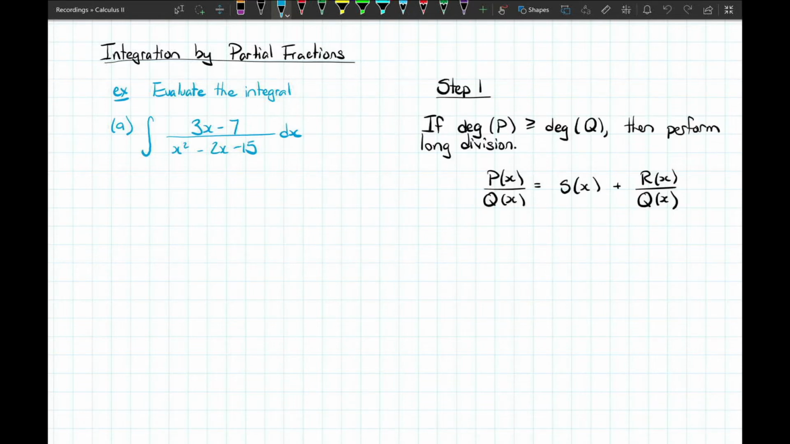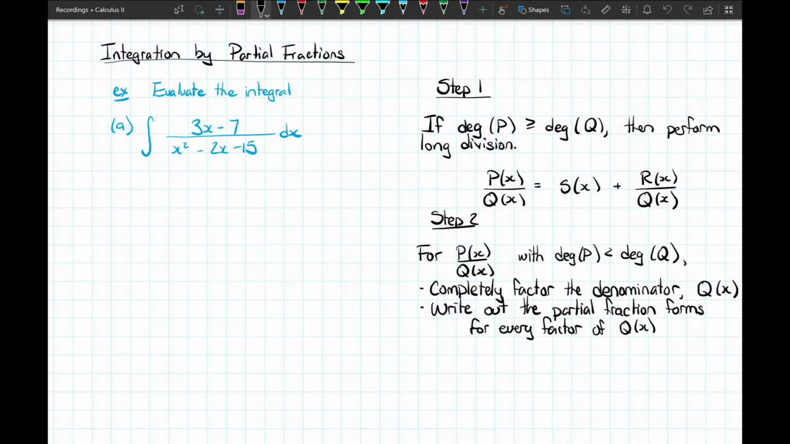Now let's just review what steps we have to do with partial fractions. Remember that step 1 of decomposition into partial fractions is long division, and we only do that if the degree of the numerator is greater than or equal to the degree of the denominator. In this case, we don't have to do that since we have a linear numerator and a quadratic denominator. While skipping step 1, we're on to step 2 now, which is completely factoring the denominator and writing out partial fraction forms for every one of those linear or quadratic factors. So let's come back to this integral in a moment and start off with step 2.